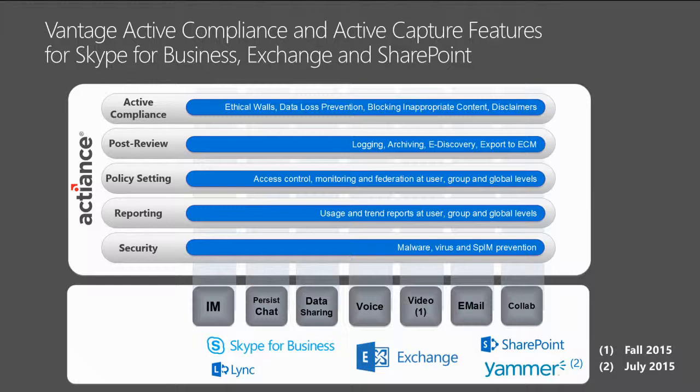We've got blocking for inappropriate content, DLP. So again, if somebody's putting out inappropriate content, like a social security number or a credit card number, we can block that. Besides blocking, we can also prompt the user, do you really want to do this? Yes or no? Or we can flag it for later review.